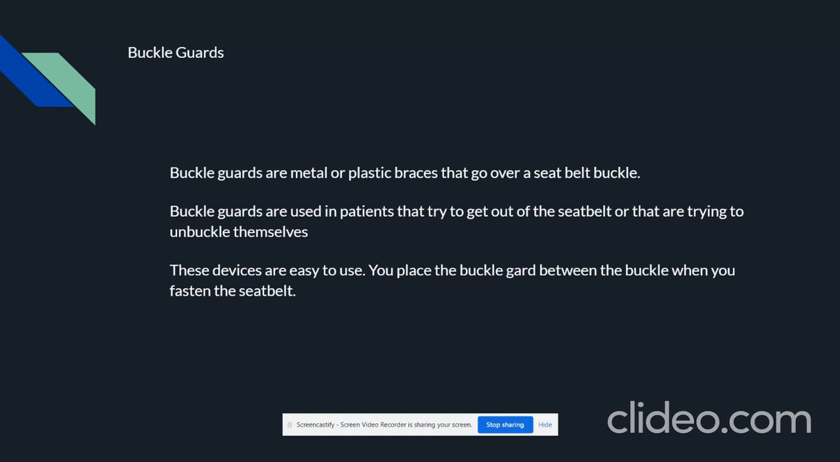So really anybody, from an elderly patient who is just fidgeting and trying to get that buckle off as hard as they can, to maybe a child who just doesn't want to sit still and knows how to get out of those seatbelts, a buckle guard would be appropriate to use. Again, these devices are very easy to use. You just place the buckle guard between the buckle when you fasten it.